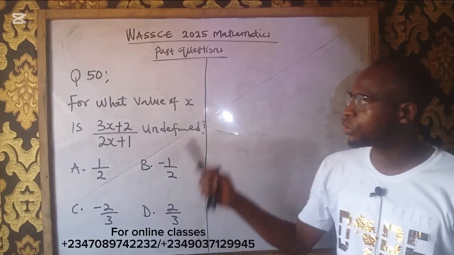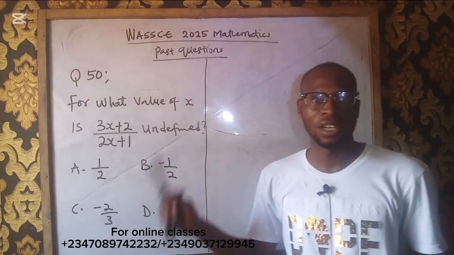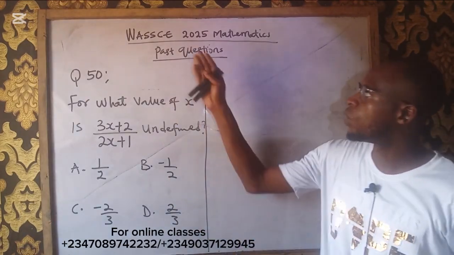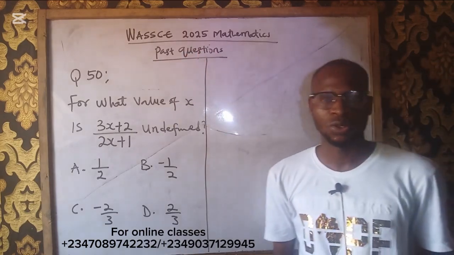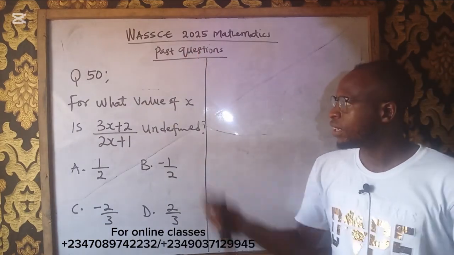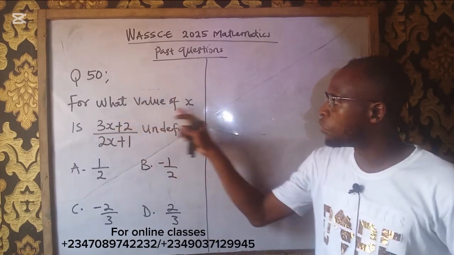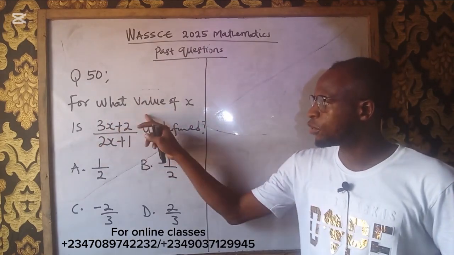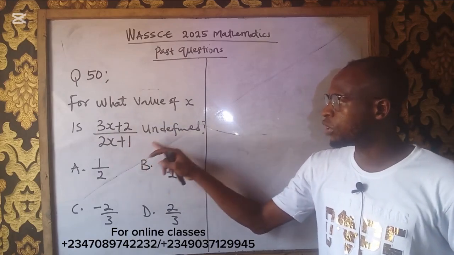So we have the next question on the board, question 50, and this is the last question from the WAEC 2025 mathematics past question. So let's get down to business. Now, for what value of x is (3x + 2)/(2x + 1) undefined?